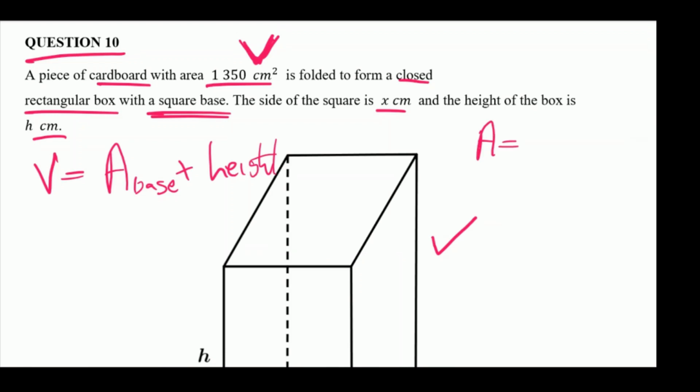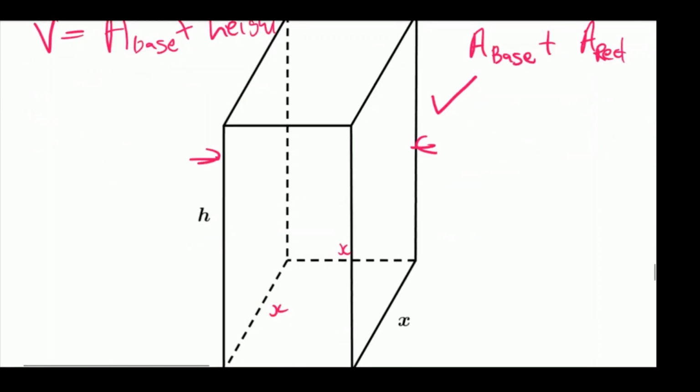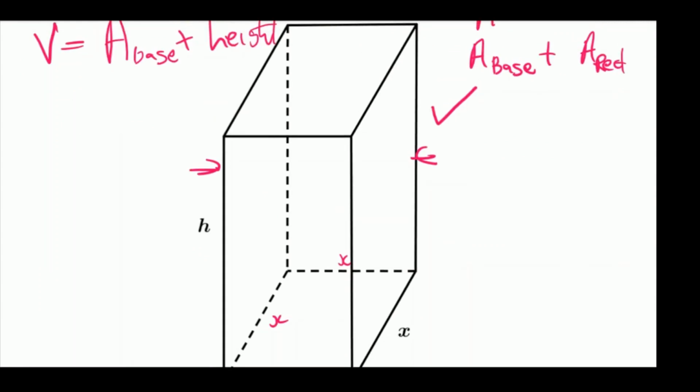So its area is equal to 1350, right? But what is the base? The area of the base, it's a square. So area of the base plus the area of the rectangle, right? The rectangle, which means these sides here, all four sides, because if you look at this shape, it has four sides. It has 1, 2, and this 3, and this 4 here, right?